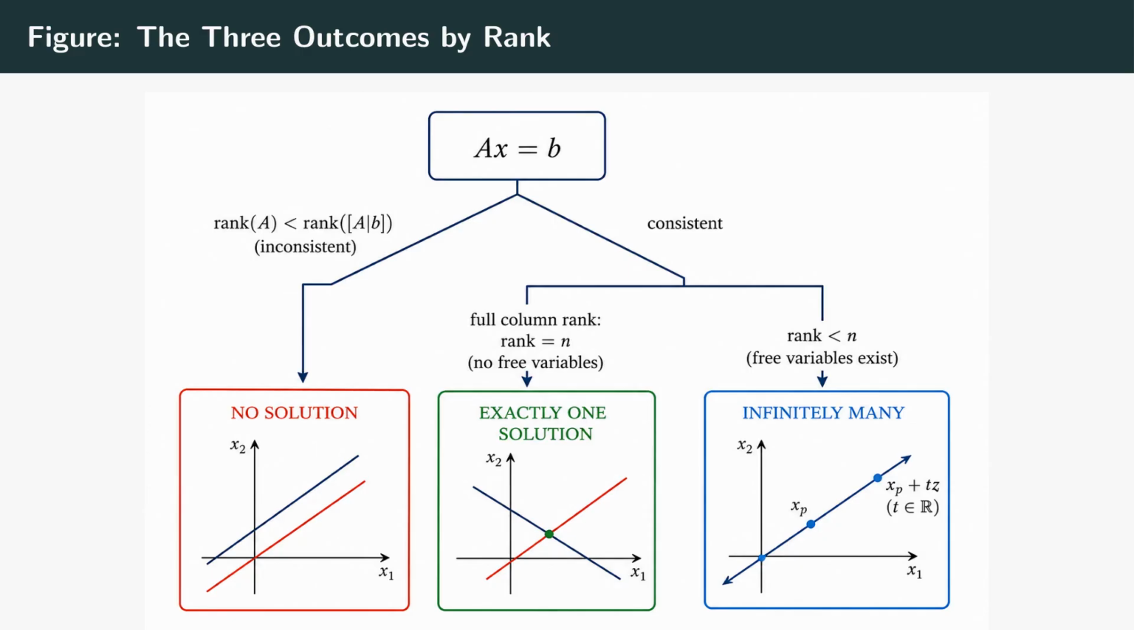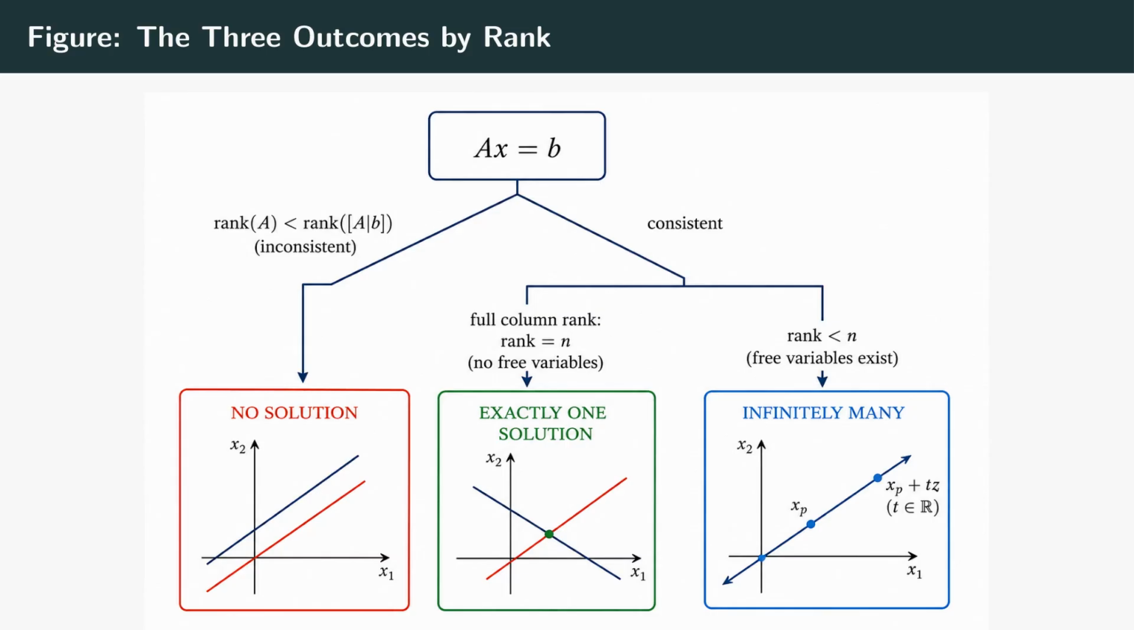Here is the whole logic on one diagram. Start at the top with the system AX equals B. The first fork asks, is it consistent? If the rank of A is less than the rank of the augmented matrix, the right-hand side forces a contradiction, and we land in the red panel, no solution, like two parallel lines that never meet.